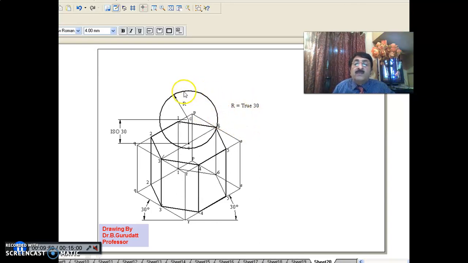Now you will come from the top solid. Top solid is completely seen. Darken the circle completely. Then, as you see here, next solid, bottom solid is hexagonal prism. Hexagonal prism, first you concentrate on the top surface.